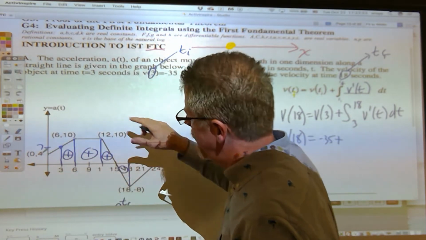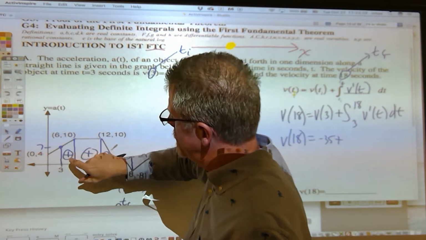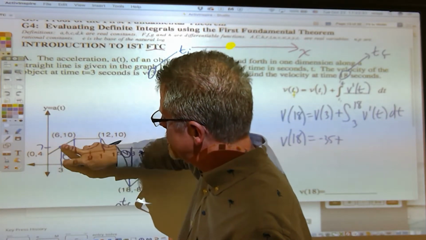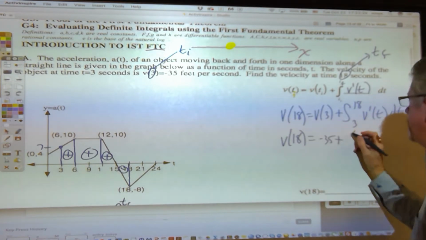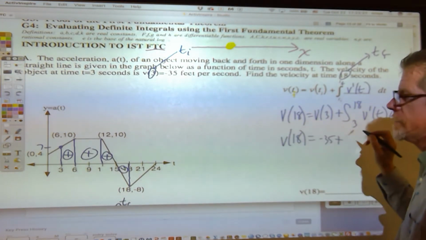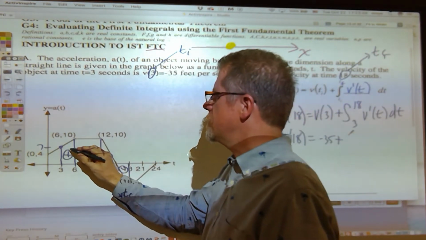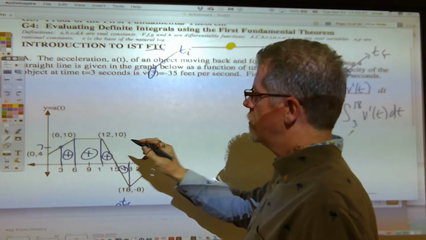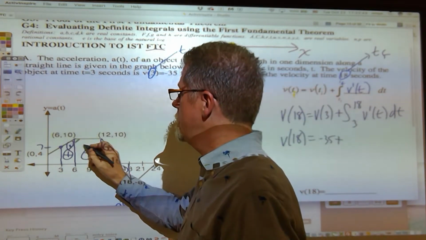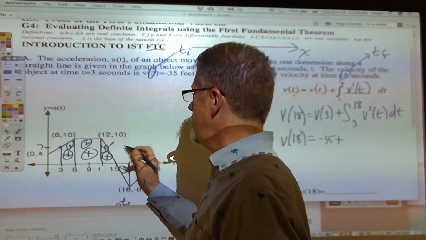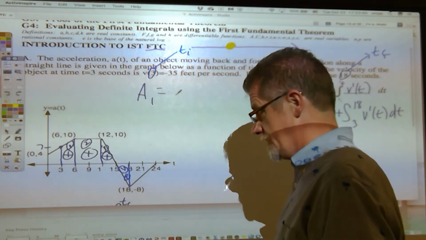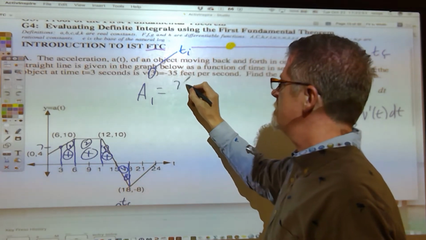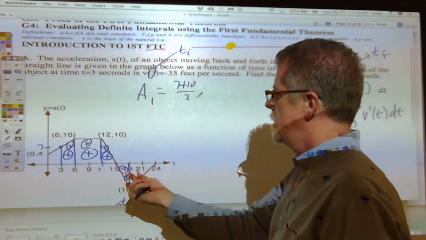So the area of a trapezoid is the average of the bases times the height. I'll say this base 3 plus 7. So it's going to be... you know what I'm going to do? I'm going to call this area number 1, area number 2, 3, and 4. Let's do these separately. Area 1 is the average of the bases, 7 plus 10 over 2, times the height.